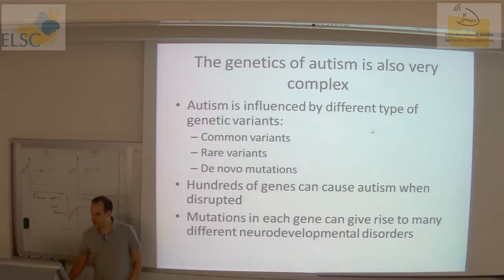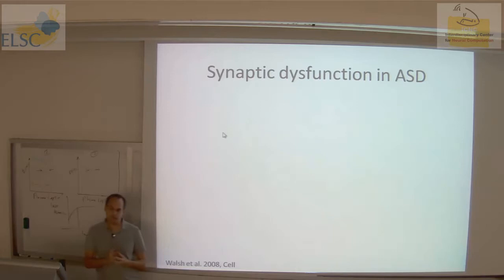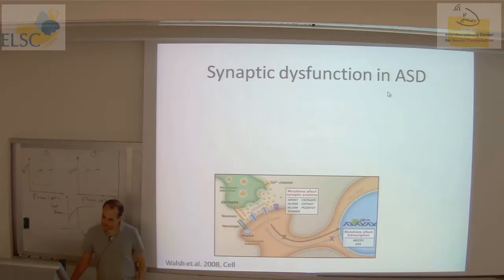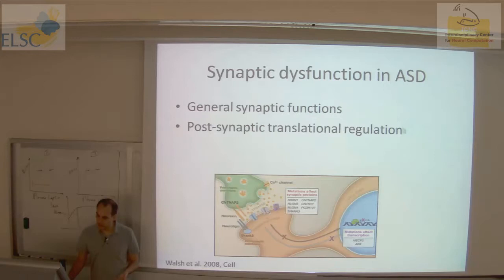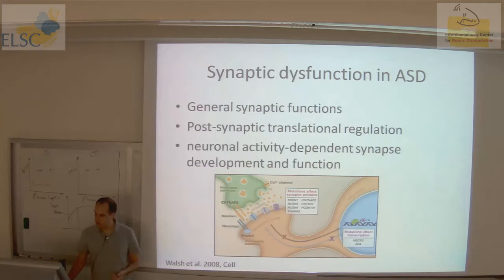So one of the convergences in the field until now was about synaptic dysfunction in ASD, because many of the genes that were identified are involved in the synapse. This is just a figure from a review in Cell showing many of the genes and their function at the synapse. Some of them have a general synaptic function. Some of the genes have a function in translational regulation at the postsynaptic region, like the FMR1 gene. Many of the genes were found to be influenced by neuronal activity. Many of the genes that you see here are neuronal cell adhesion molecules that function at the synapse.